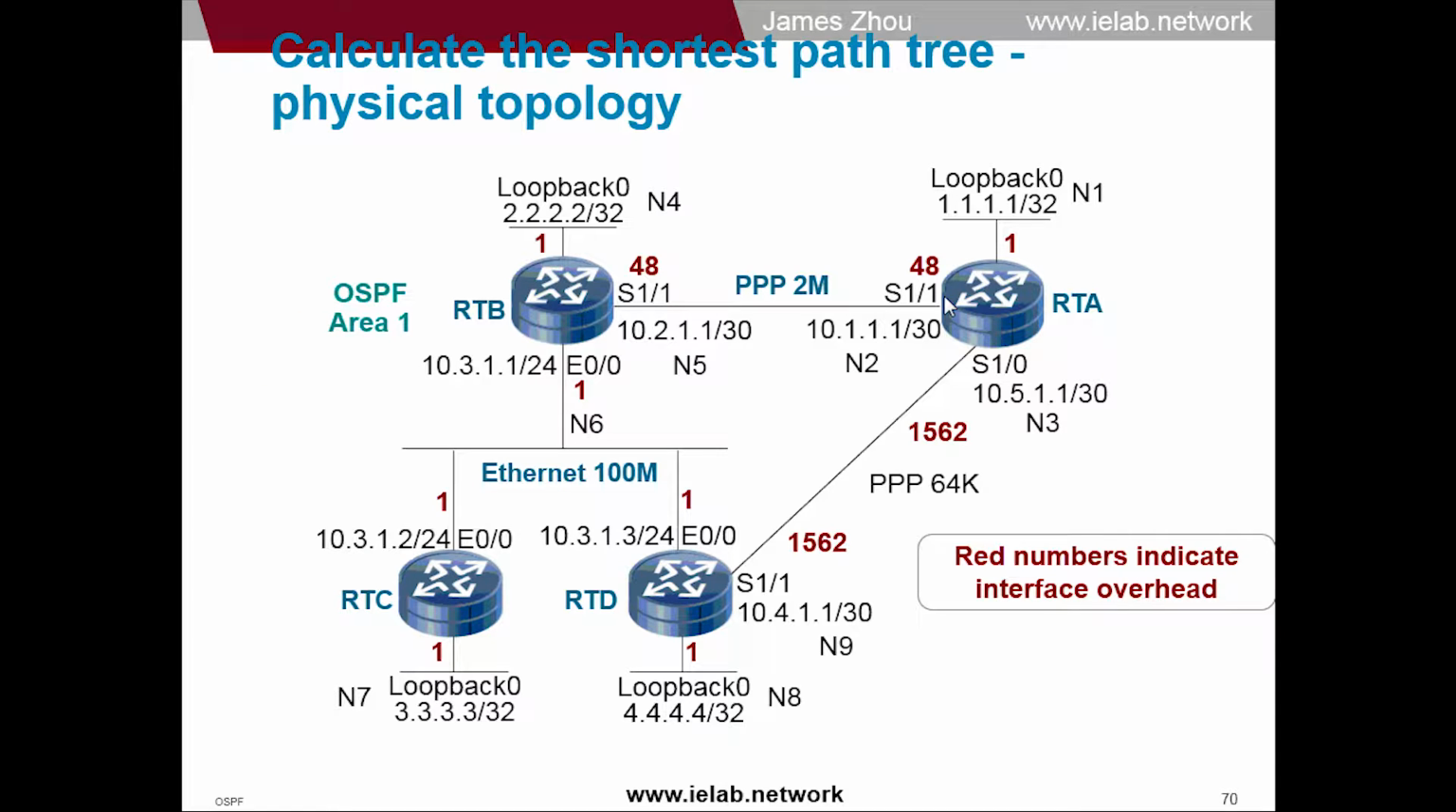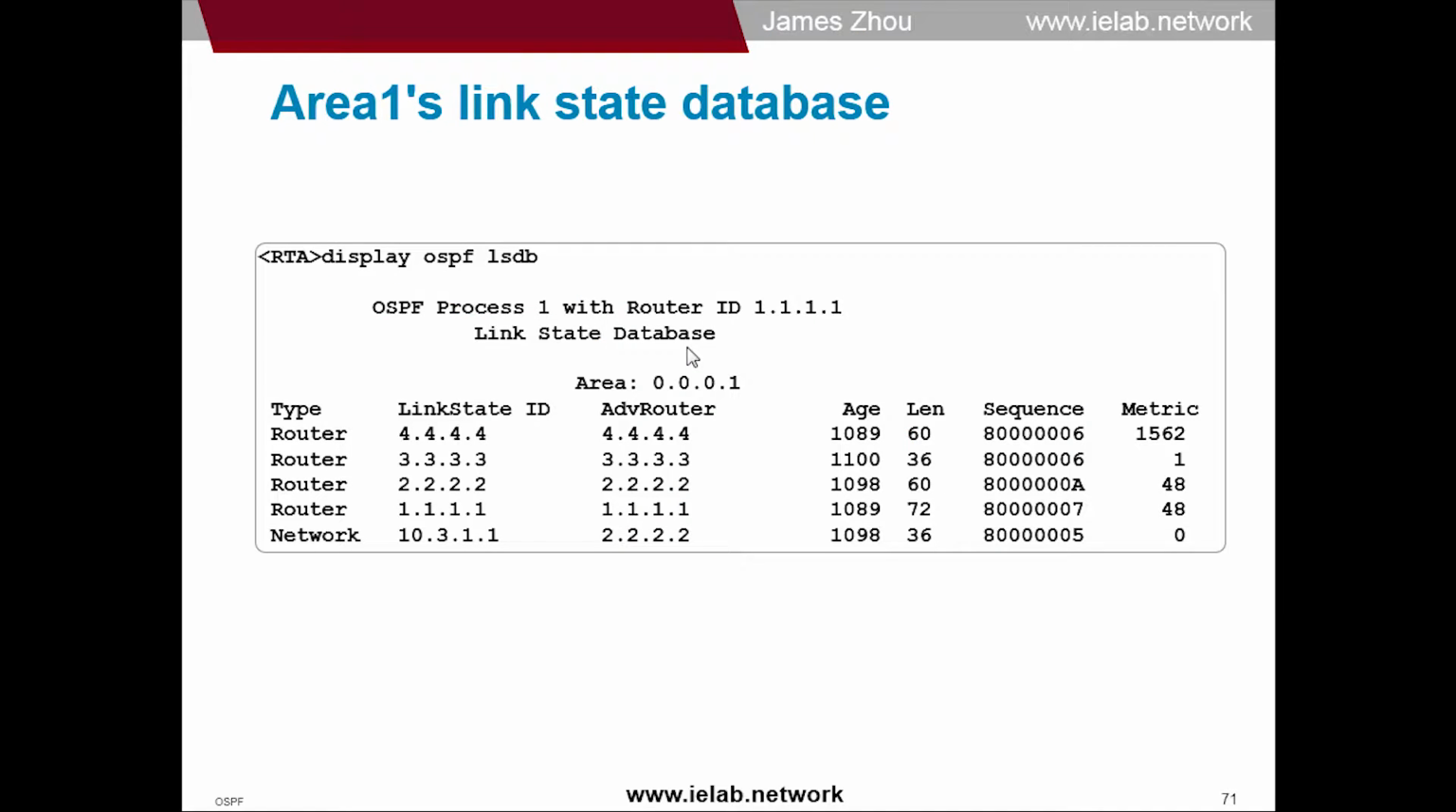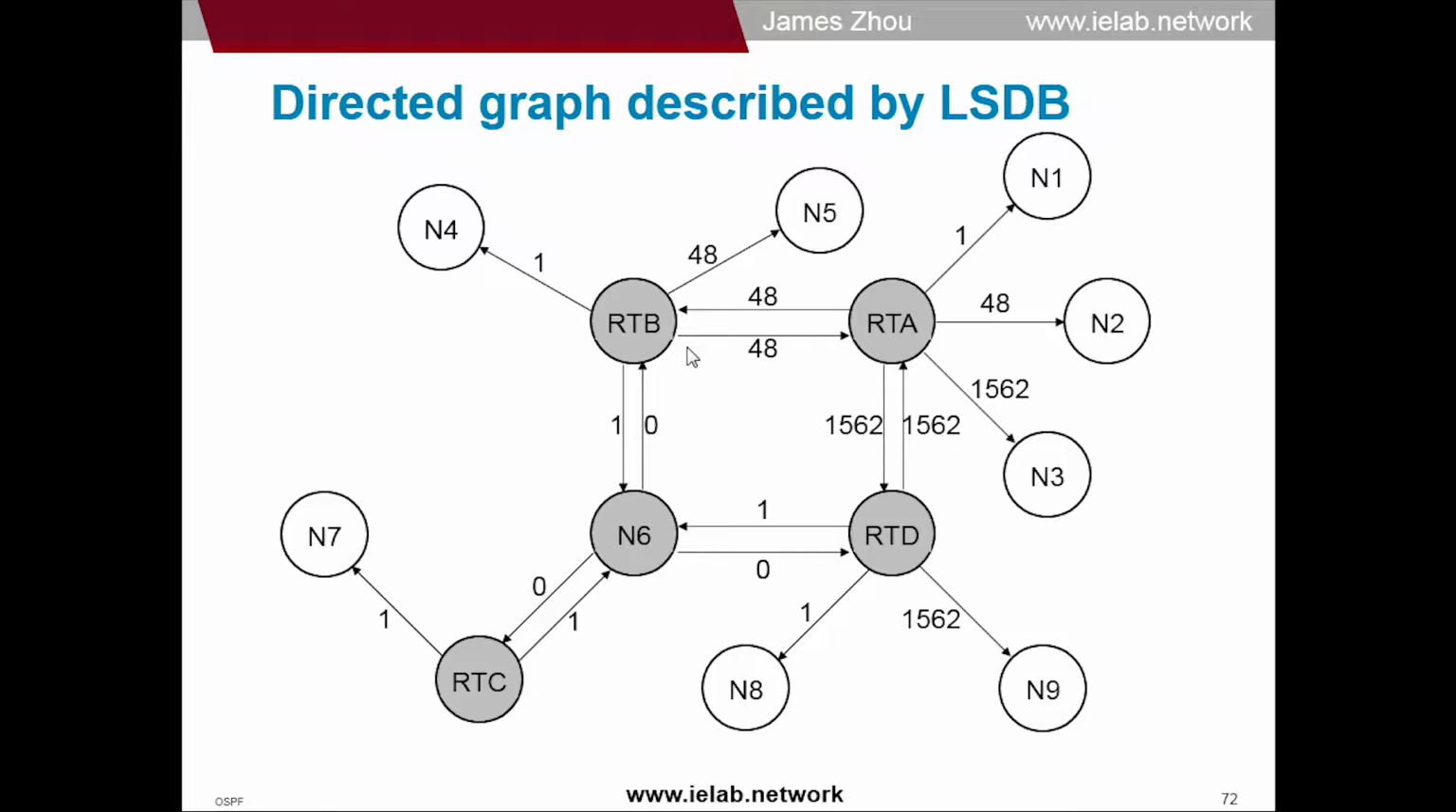Now here is an example topology. The red number is the link cost. This is an LSDB sample. This is not a Cisco display, but just a sample, not different. This is a directed graph.